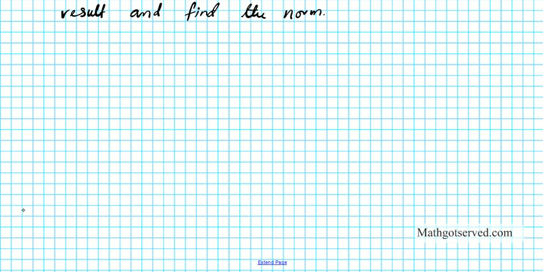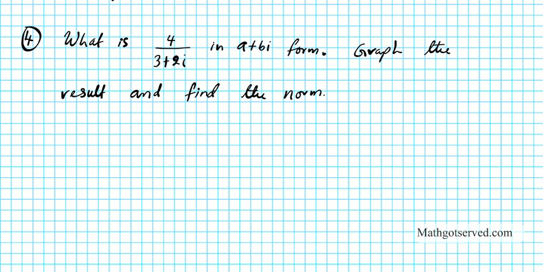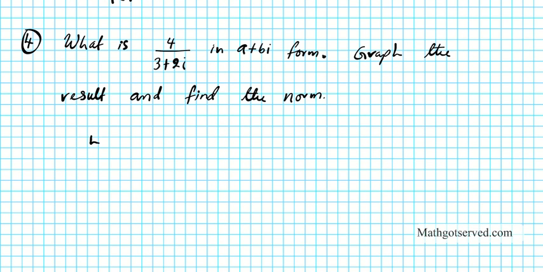So, starting from the original problem, 4 over 3 plus 2i. What's the problem here? The problem here is that you have an i in the denominator. That's not acceptable. The i can only be in the numerator. Alright? So to fix this problem, we have to multiply both sides by something called the complex conjugate. You get a complex conjugate by taking the opposite of just the imaginary side.